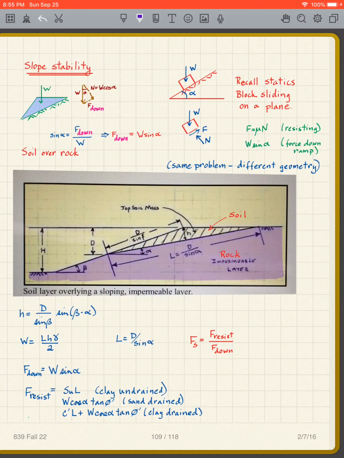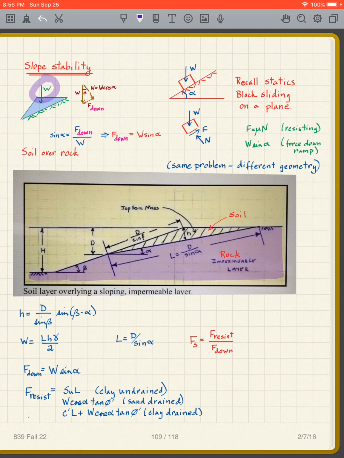That is what is resisting the block from sliding down, and what is pushing the block down ends up being W sine alpha, where alpha is the angle of the ramp there. So if this is greater than that, it's going to slide. On the other hand, if the resistance is greater than that, then it's not going to slide. So it's the same problem, but a different geometry. So that's what we're looking at, the same problem as this block on a ramp, but you can see there's some geometry involved there.